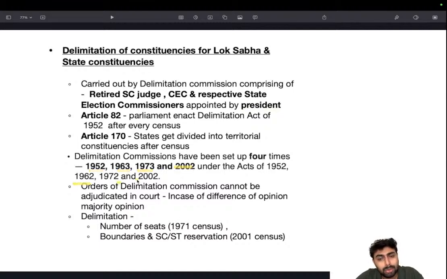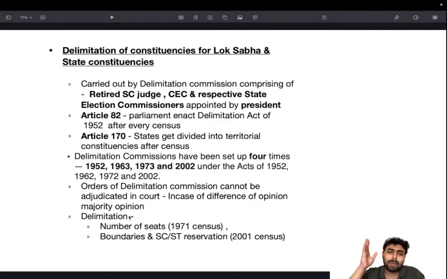The commissions were constituted in 52, 62, 72 and 2002. Except for 52 and 2002, the act and the year are slightly different. For example, the Delimitation Act was enacted in 62, but the delimitation took place in 63. Similarly in 72 it also took place in 73. But the rest of the time the act and the year were mostly the same. Just remember that. It's a minor fact, not really important. Just have an idea that it was conducted in 52, 63, 73 and 2002.